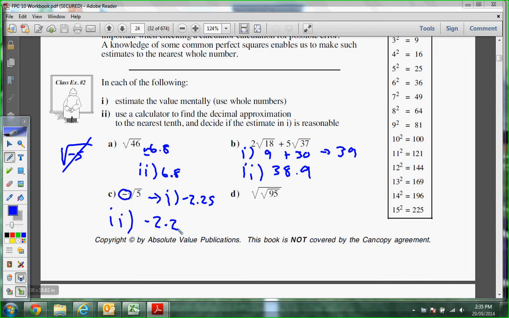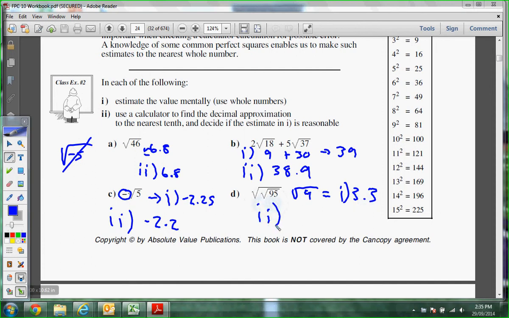And that next one is just a square root, then square root again. Just take it piece by piece. So I'm going to square root 95, which is almost 100, so I'm going to make it about a 9. Then I'm going to go square root 9. It's almost a 3, so my estimate would probably be a little bit bigger than 3, maybe 3.3.